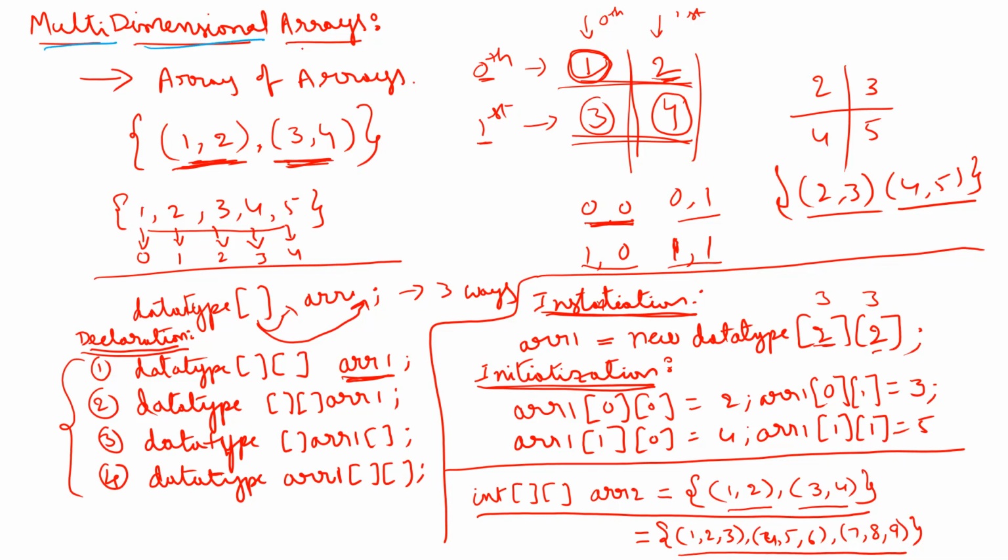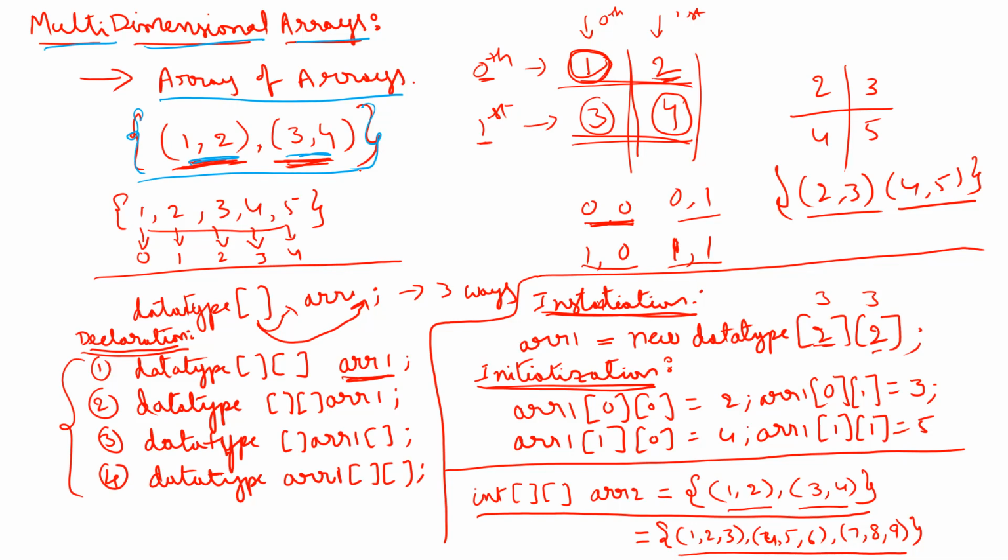So what are multi-dimensional arrays in Java? Multi-dimensional arrays are nothing but an array of arrays. So let's say I have one array which is 1, 2, and I have another array which is 3, 4, and I have an array of these two arrays, 1, 2, 3, 4. So this is a multi-dimensional array.